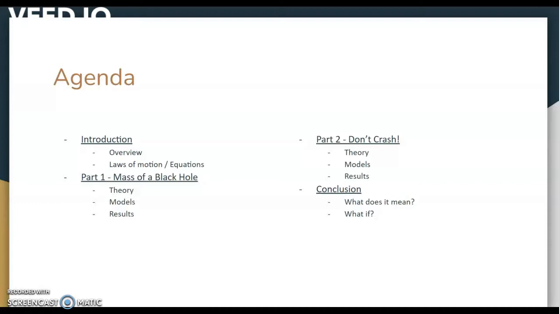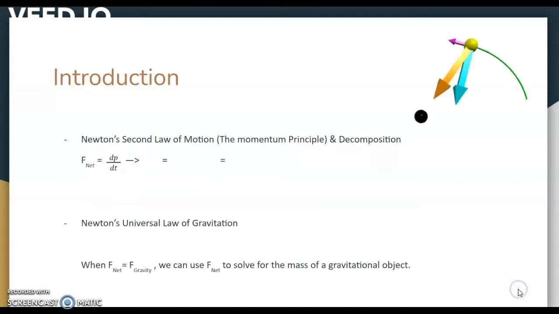Then I'll try not to crash into a black hole while taking a very close look, and also avoiding an orbiting planet. Again, I'll go into theory, my computational model, and my results. Then I'll wrap it all up by determining what all this stuff means, doing some analysis and some speculation in my what if section.